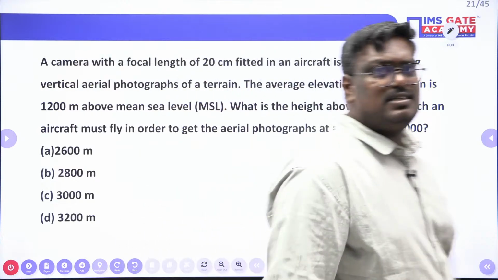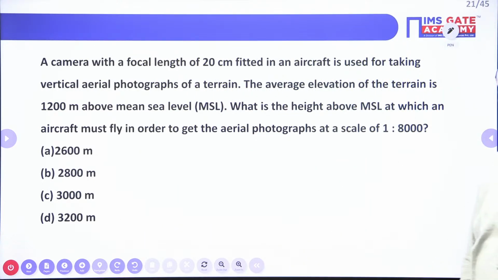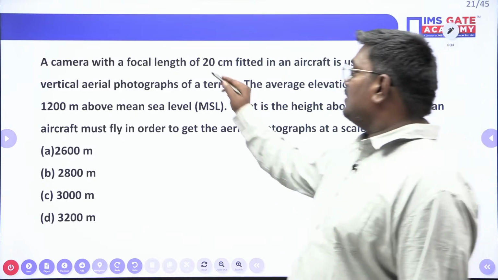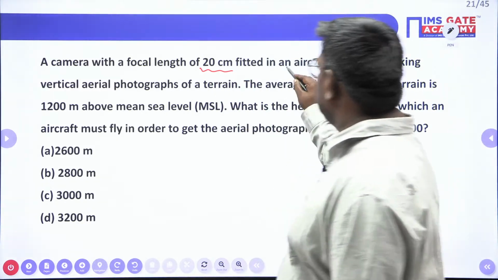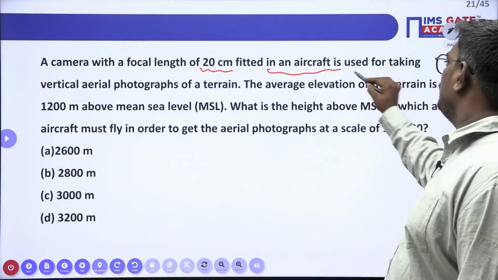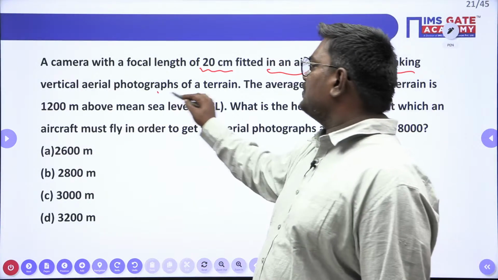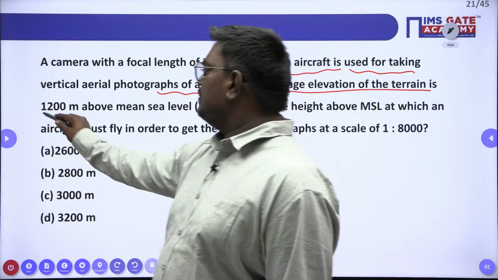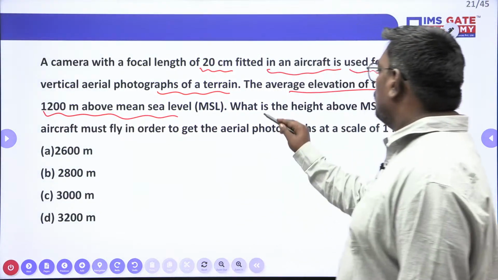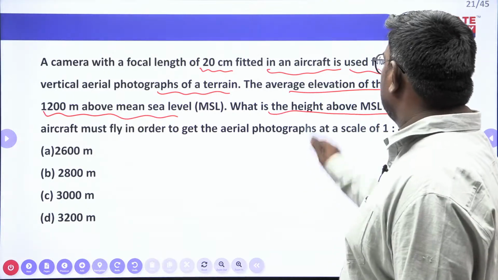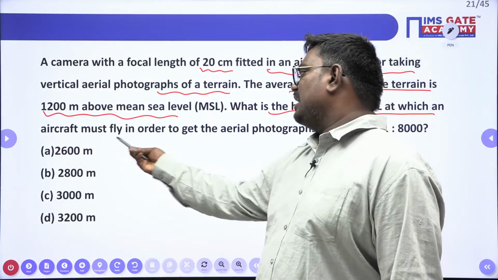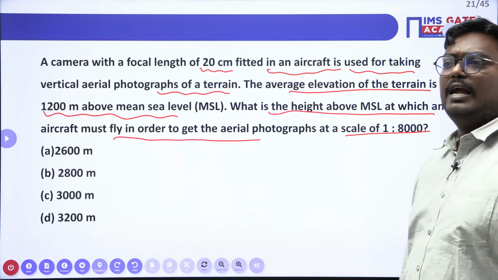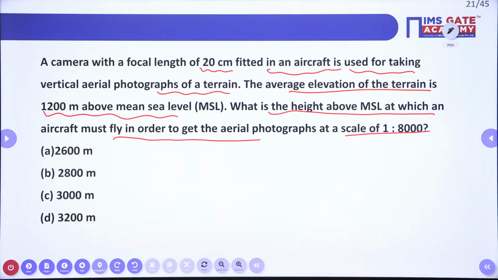Okay, my dear students, is the problem clear for everyone? Now, read the question. A camera with a focal length of 20 centimeters is fitted in an aircraft used for taking vertical photographs of a terrain. The average elevation of the terrain is 1200 meters above the mean sea level. What is the height above mean sea level at which the aircraft must fly to get the photographs at a scale of 1:8,000?